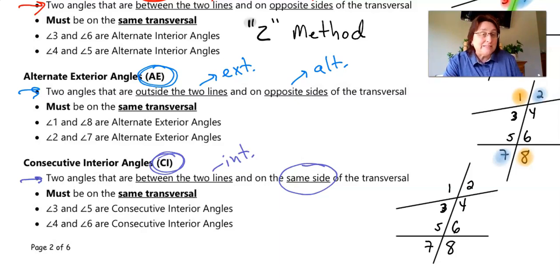Angles, they have to be inside. So let's start with angle 3 right here. And if I say which angle is consecutive interior to angle 3, well, it has to be on the same side of the transversal, so it has to be angle 5, right? So this time, they're not going across the transversal. They're not going across the street, if you will. They're staying on the same side of the street. And then we have angles 4 and 6 that are also consecutive interior angles. They're inside the lines and they're on the same side of the transversal.